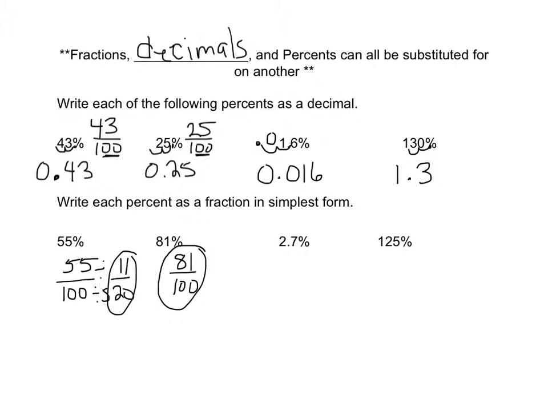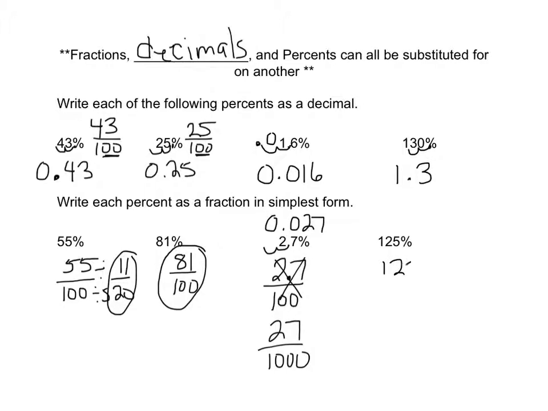2.7% is a little bit different, so this would be 2.7 out of 100. Well, we can't actually have a decimal point in the fraction. So if we think about changing this into a decimal first, remember we'd move it back 2 spots, which would be 0.027. Well, now if we read that number, it's actually 27 thousandths. So this would actually be 27 over 1,000.